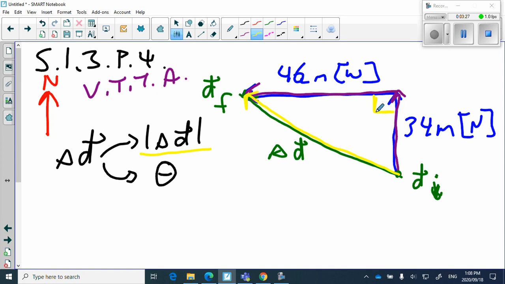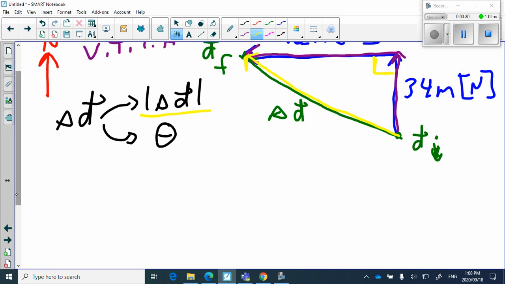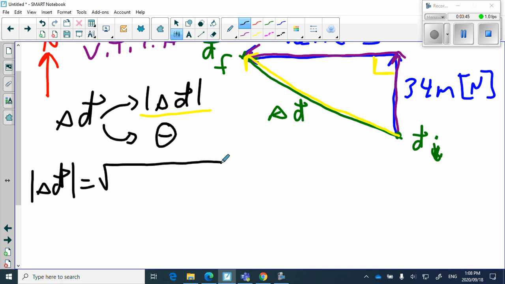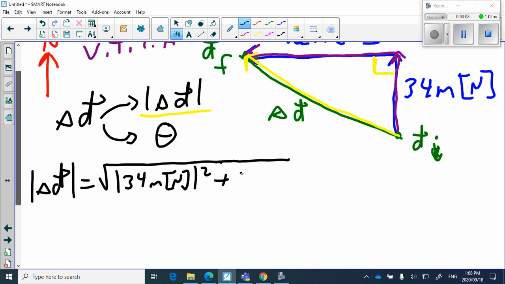So in order to find that magnitude, remember these straight lines up and down are magnitude, they're not brackets. I talked about that in the video. All we have to do is find the magnitude by using Pythagoras. So it would be the magnitude of 34 meters north squared plus, what's the number there, 46? The magnitude of 46 meters west squared.